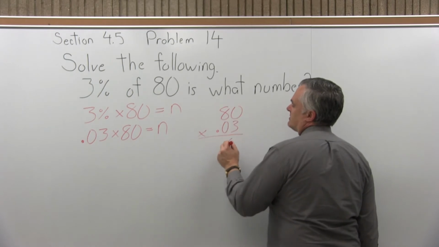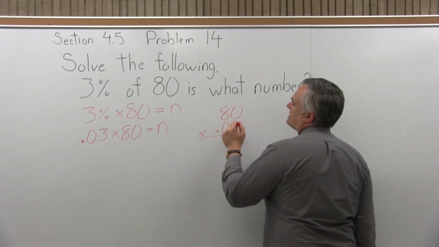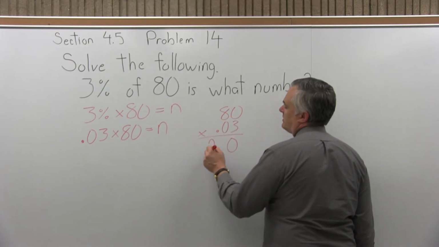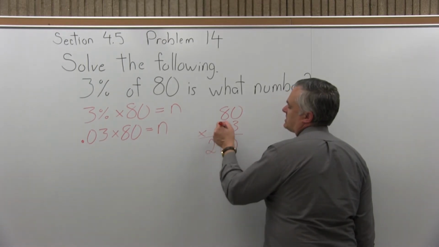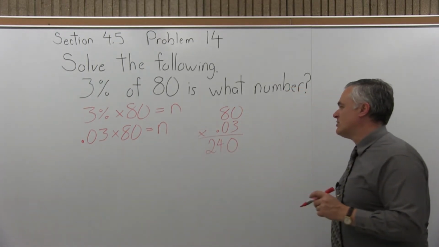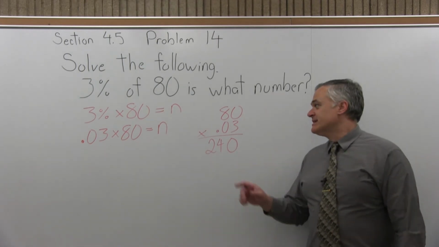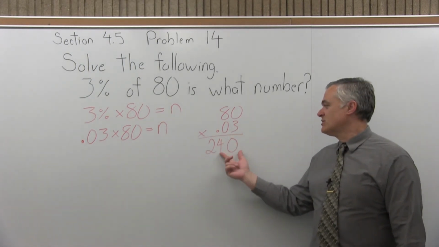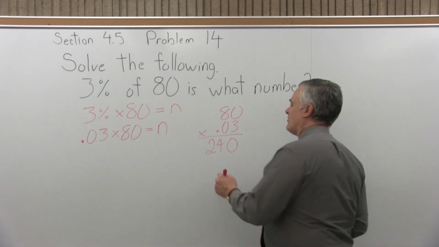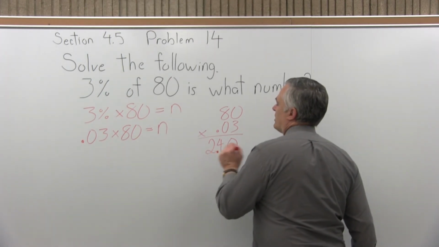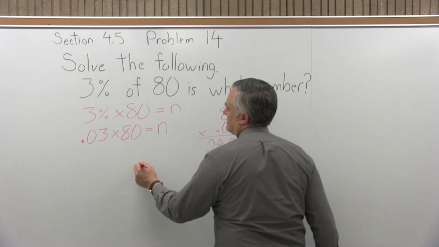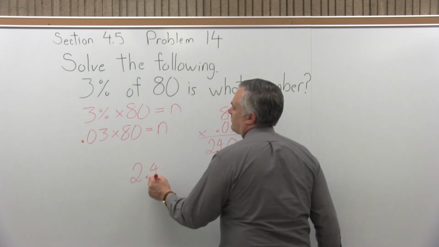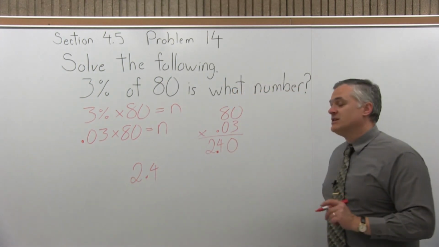So 3 times 0 is 0. 3 times 8 is 24. The times 0 isn't going to change anything. So you have 240. But there's a decimal in the question. You have 2 digits to the right of the decimal in the question, so you must have 2 digits to the right of the decimal for the answer. So 2.40, which we can just simplify a little bit to 2.4. So 3% of 80 is 2.4.